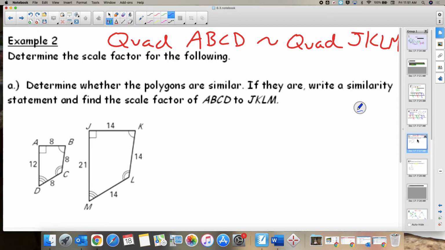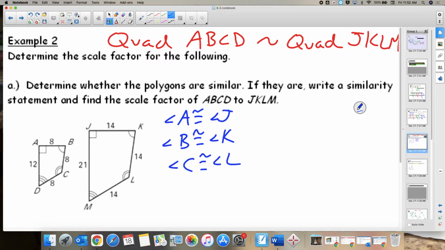All right, take a look at example 2 then. It says quadrilateral ABCD is similar to quadrilateral JKLM. First off, it says determine whether the polygons are similar. So we have to first look at our angles. We have angle A is congruent to angle J. Angle B is congruent to angle K. Angle C is congruent to angle L. And angle D is congruent to angle M. So we have the angles working. Then we have to look at our sides.